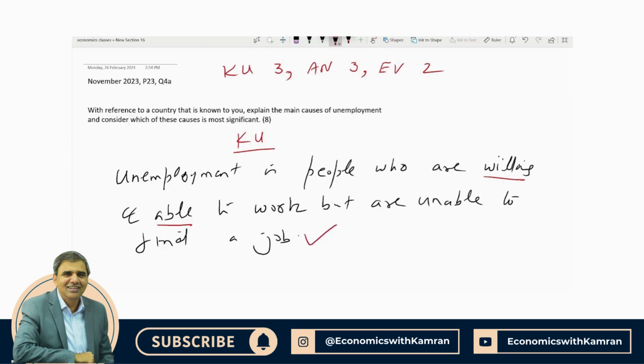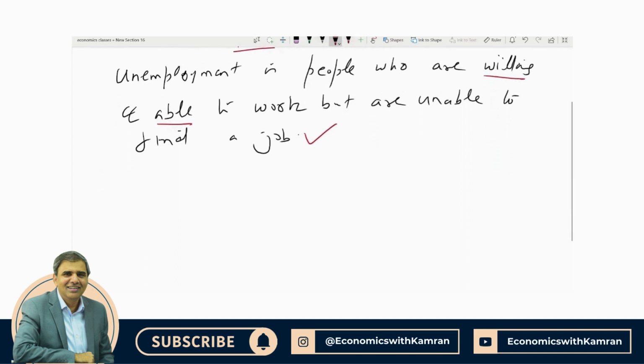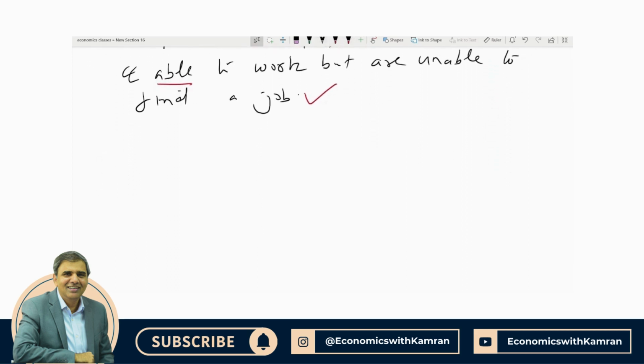So 1 mark, knowledge understanding, by giving the definition of unemployment. We proceed further. We should explain at least 2 different types of unemployment. So one type of unemployment we can say is structural.